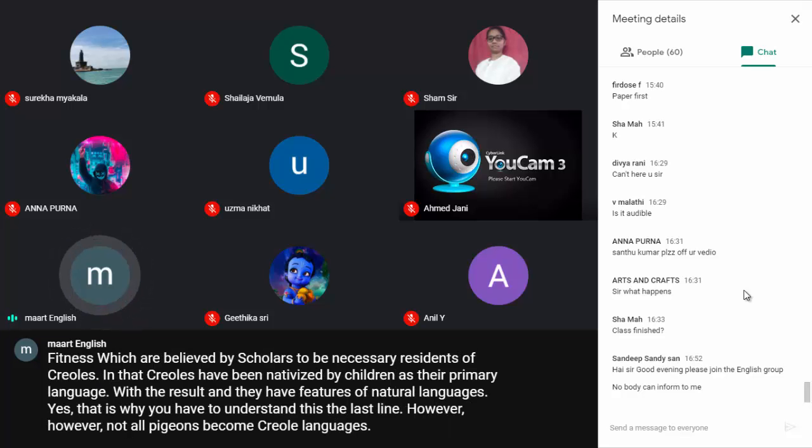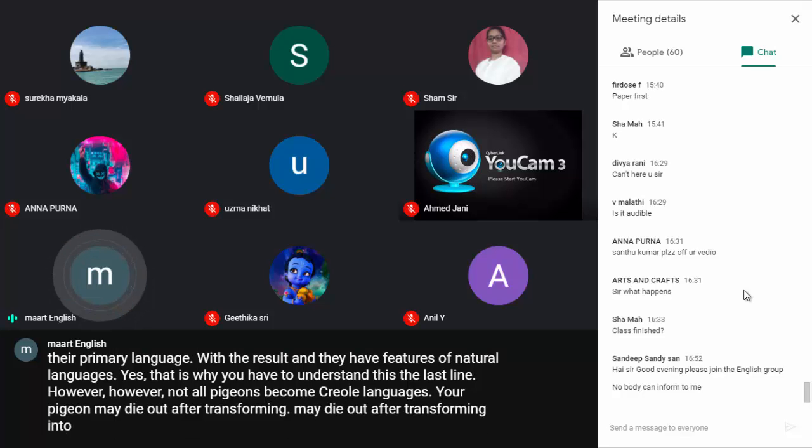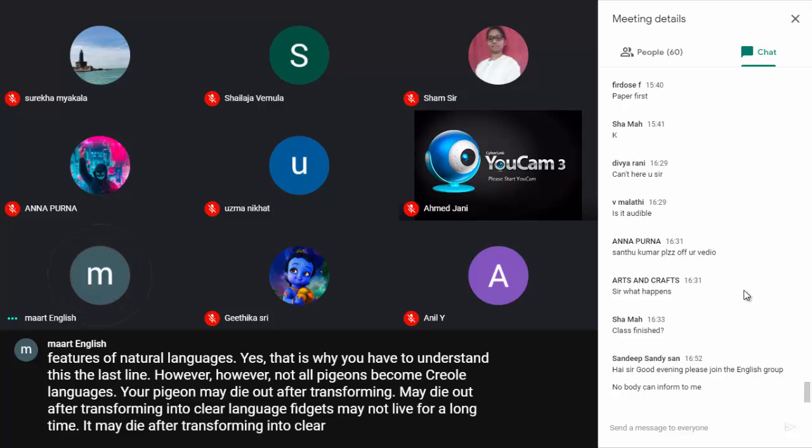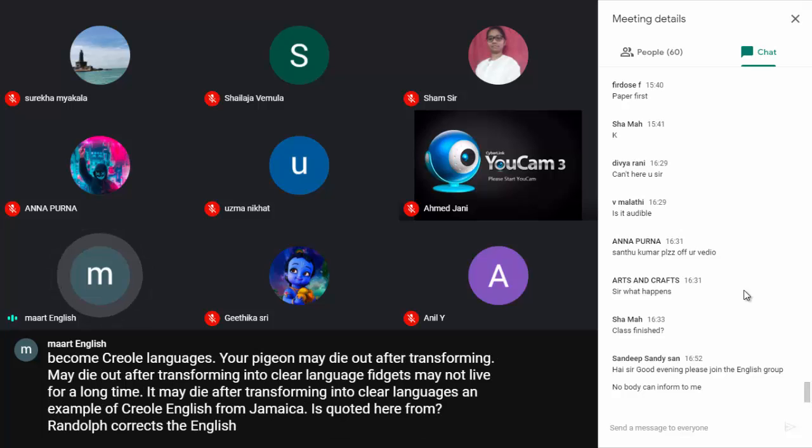A pidgin may die out after transforming into a Creole language. Pidgins may not live for a long time. It may die after transforming into Creole languages. An example of Creole English from Jamaica is quoted here from Randolph Quirk, The English Language and Images of Matter.